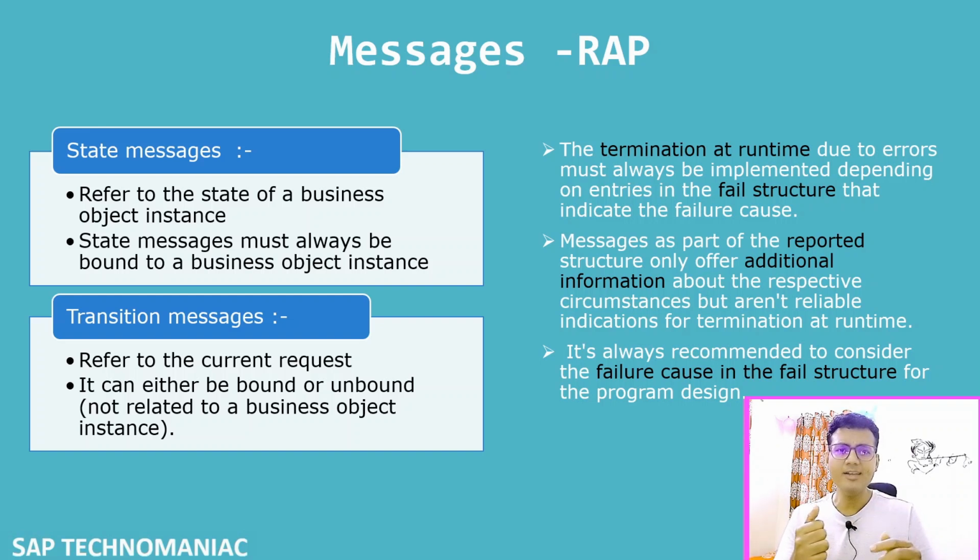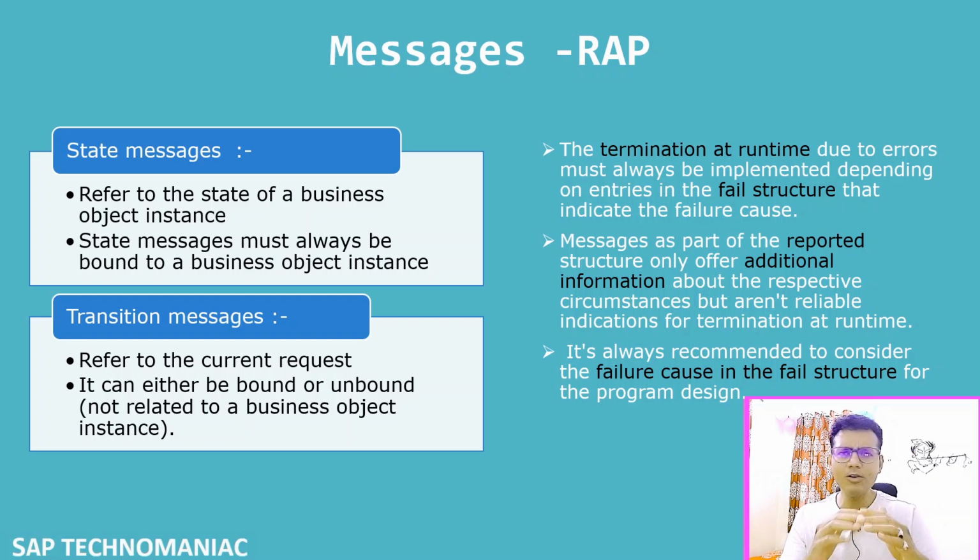One more important thing: whenever you call that business object from another class or your program, the state message will not come in the reported structure when you do some modification. But when you read the data back, once you have saved it in the transactional buffer, along with the data, the error messages also come. We'll see that also.